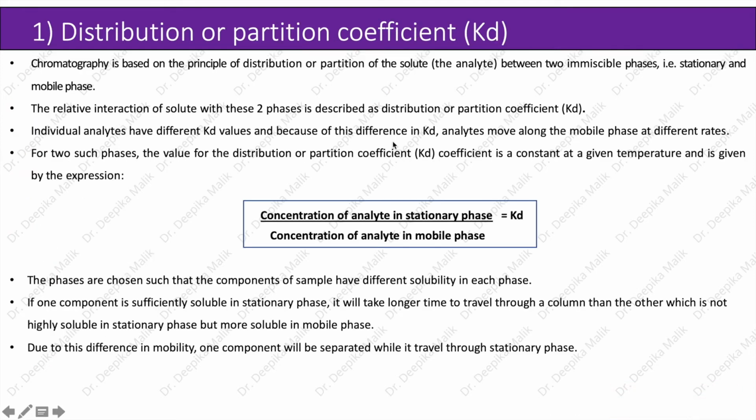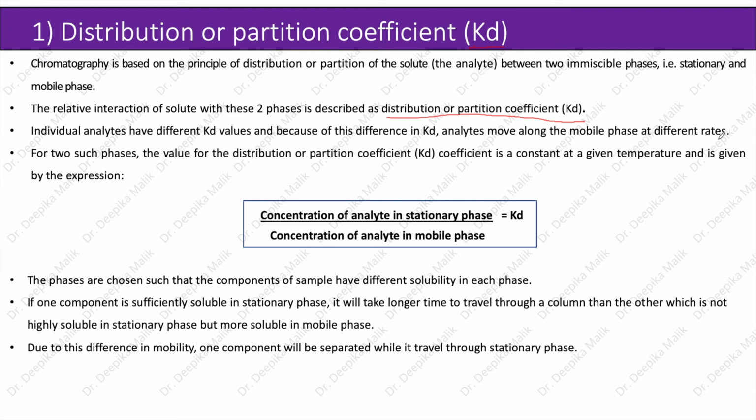First is the distribution or partition coefficient, also designated as KD. Chromatography is based on the principle of distribution or partition of the solute, that is analyte, between two immiscible phases, that is stationary and mobile phase. The relative interaction of solute with these two phases is described as the distribution or partition coefficient. Individual analytes have different Kd values, and because of this difference in Kd, analytes move along the mobile phase at different rates.